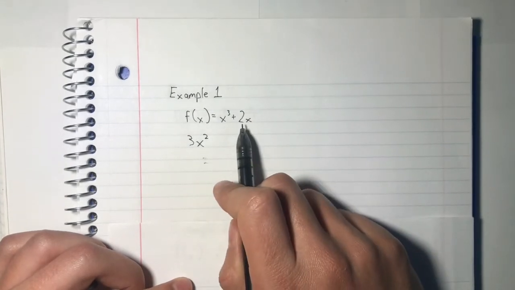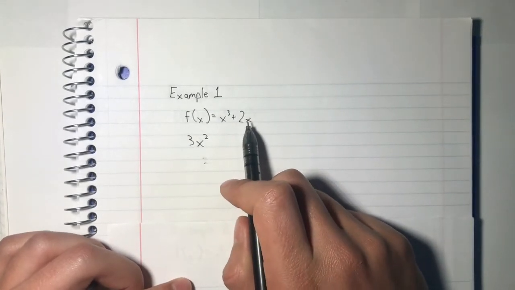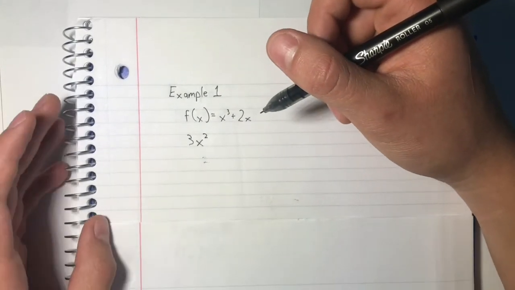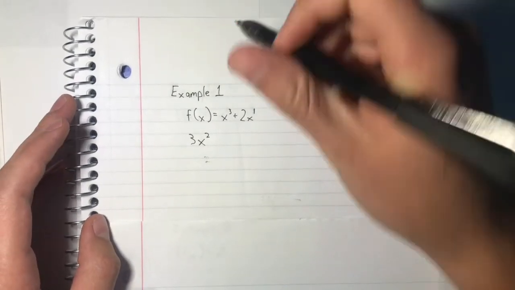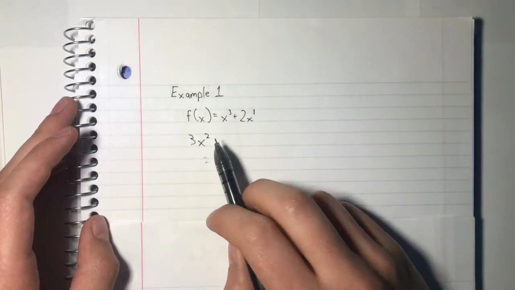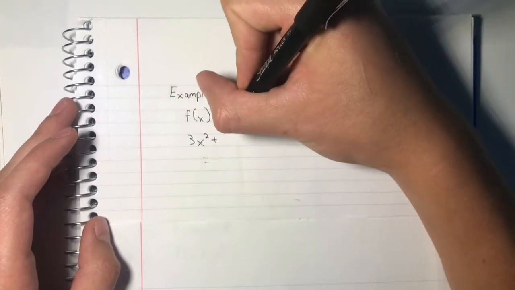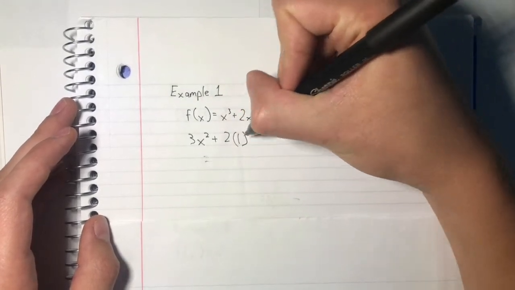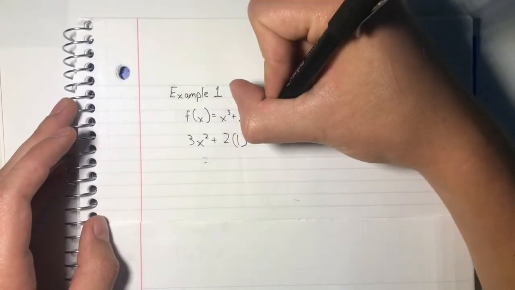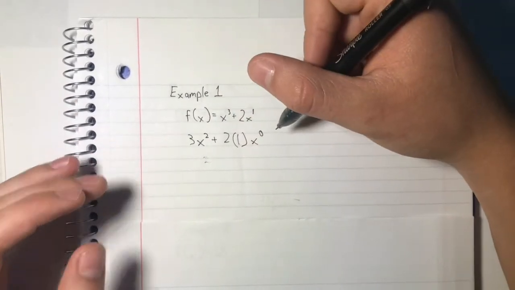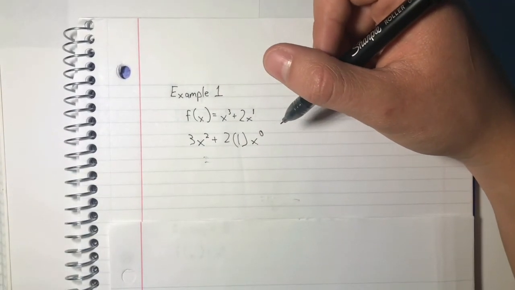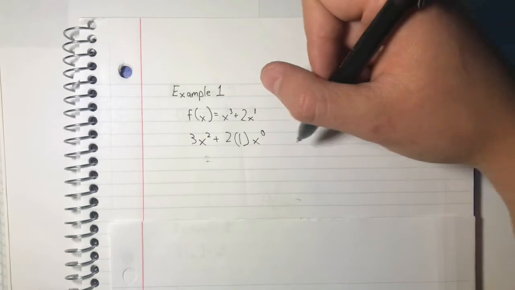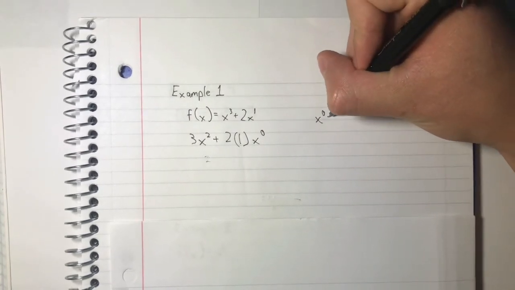Now let's move on to our second term here, which is the plus 2x. Since it is just x, it's not to a power, it is technically to the first power. So we're going to go 2 times 1, so we're going to go plus 2. Now it is times 1, and this goes to x to the 0 power. Now x to the 0 power also equals 1. So x to the 0 power equals 1.